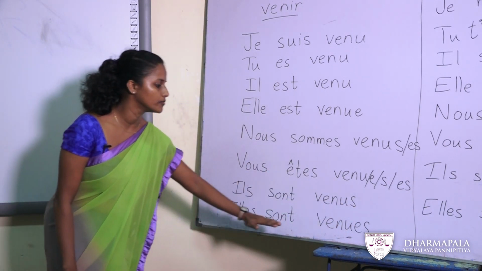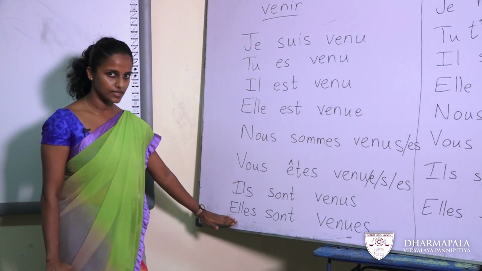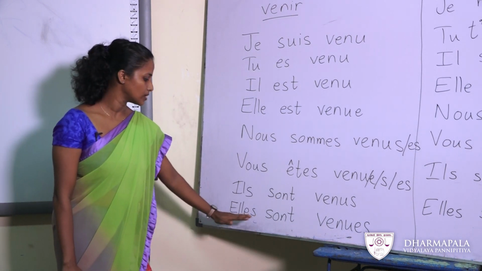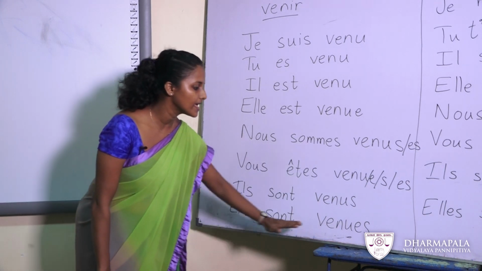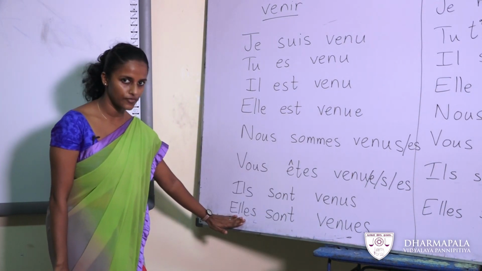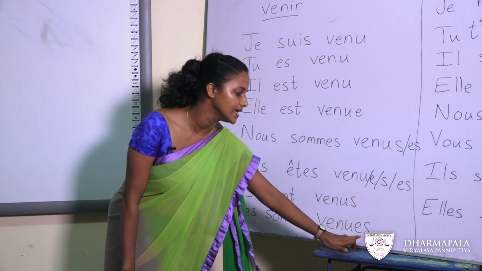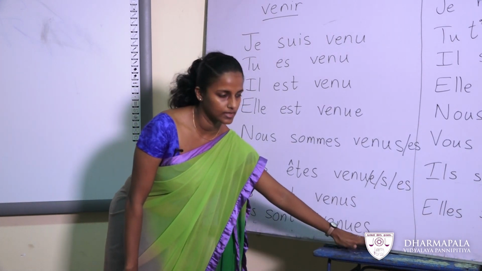Here, elles sont venues, so elle is feminine, she, so the plural form of she is elles, they came. We know that this is feminine plural, so we have to add ES, both.